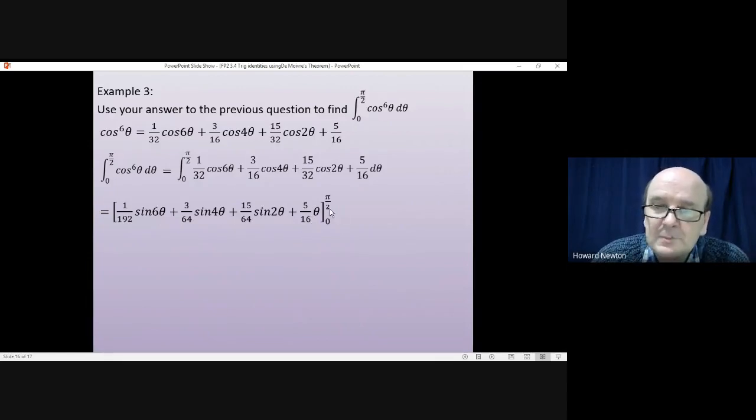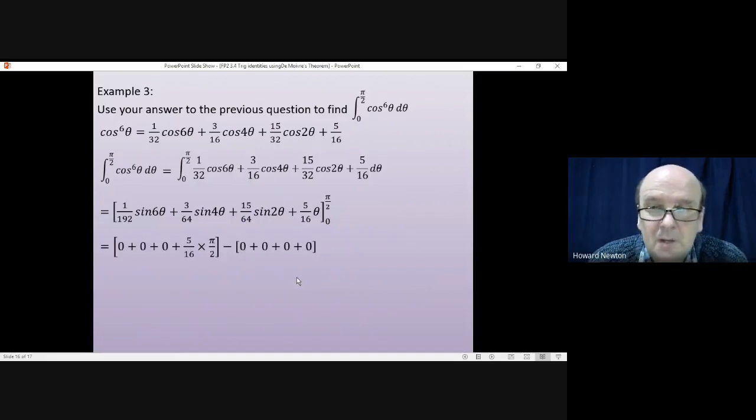Now all we have to do is put in the two limits, and thankfully they've chosen very friendly limits. If we put in pi over 2 first of all and then 0, nearly all of the terms are 0. The only one that isn't is when you get 5 over 16 times by pi over 2, but all the other terms are 0. So that does simplify to just 5 over 32 times by pi.